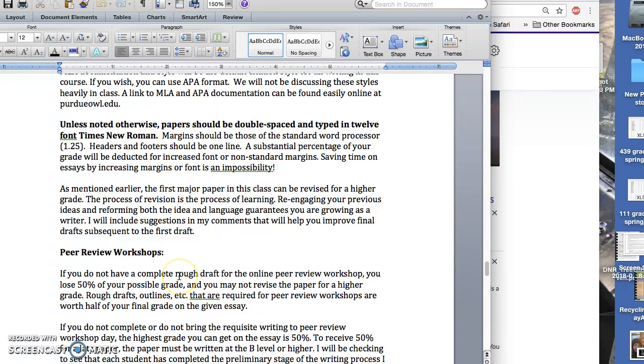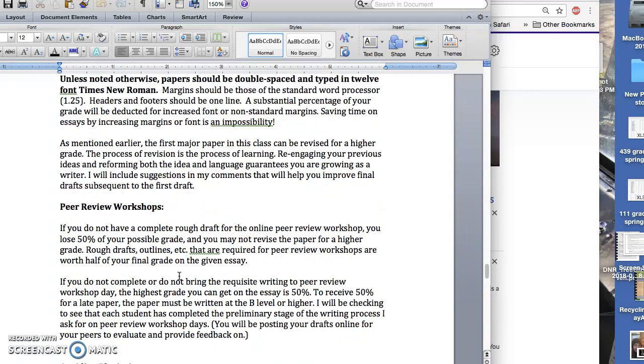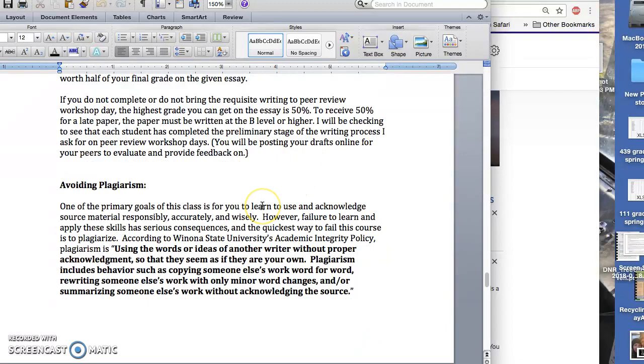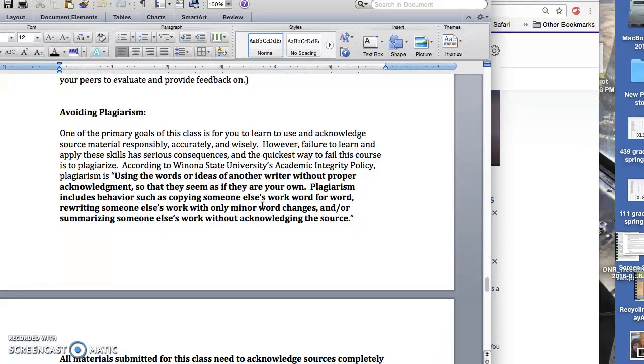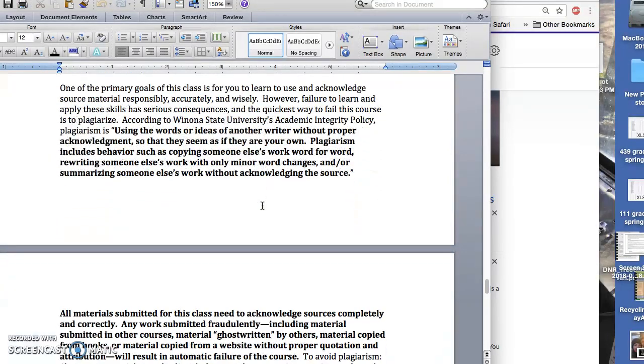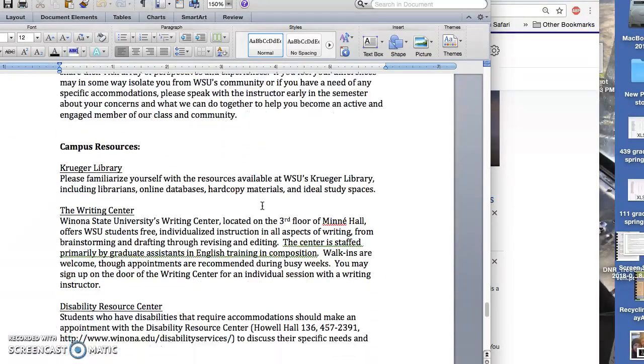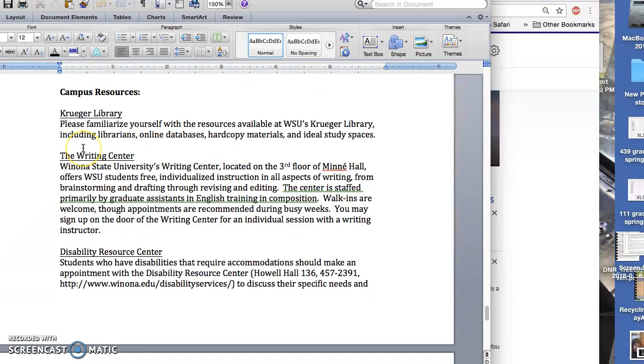Here's what your paper should look like. So you can find everything you need here. Peer review workshops we'll talk about later. I'll facilitate that online. Avoiding plagiarism. Again, you've been trained on that, so I don't talk about it too much, but we will talk about that a little bit as the course goes on. Here's some resources, etc. All right, so that is that one.